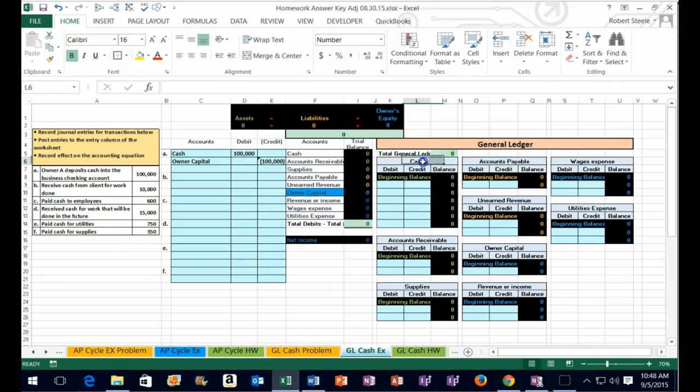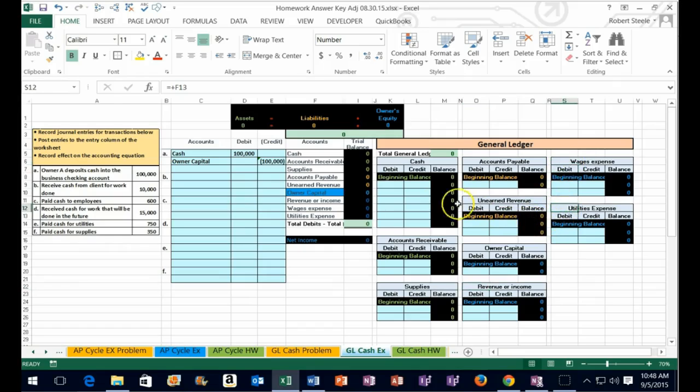It's in the same order. Assets are cash, receivable, and then supplies. Then liabilities, accounts payable, unearned revenue. Then the equity account, owner's capital. Then the income statement accounts being revenue, expenses, wages, and utilities.